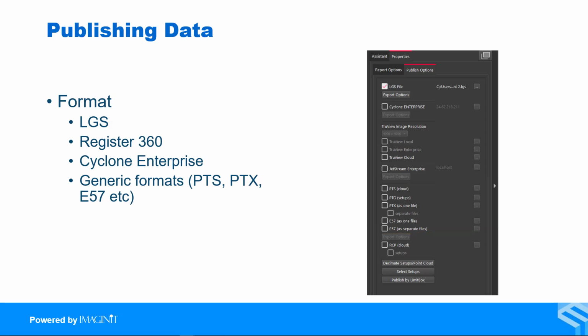I'm sure many of you have heard of Autodesk's point cloud software known as Recap. With Register 360 and a Publisher Pro license, we can publish our data directly to an RCP file. We don't need to go to an intermediate file format.